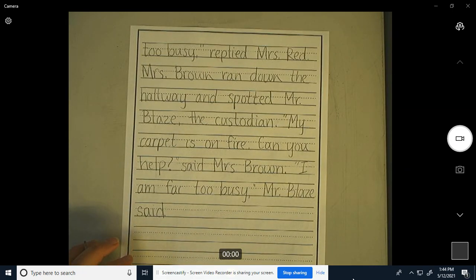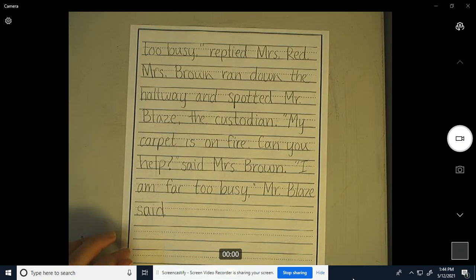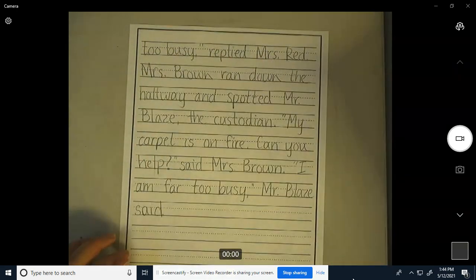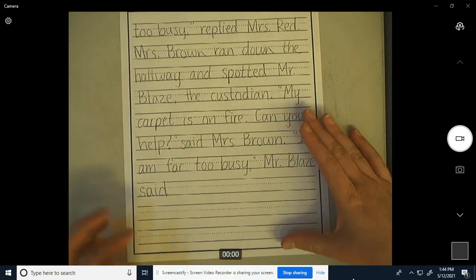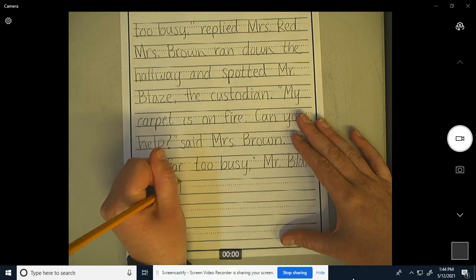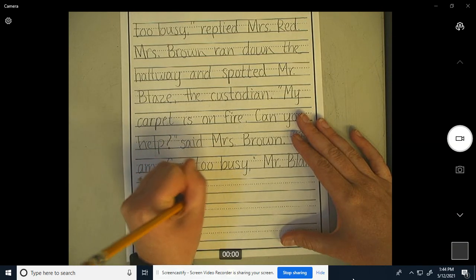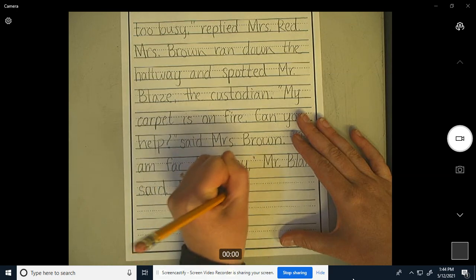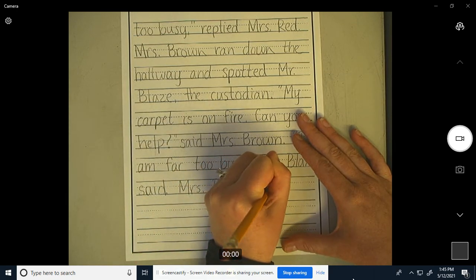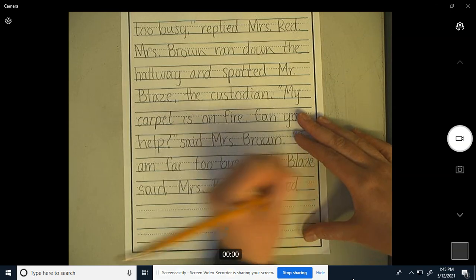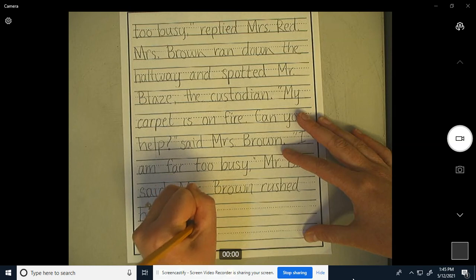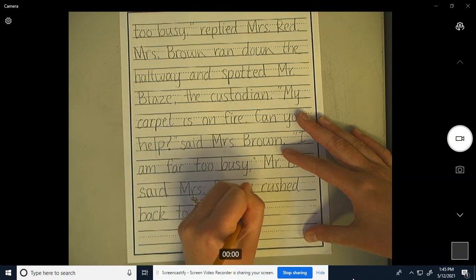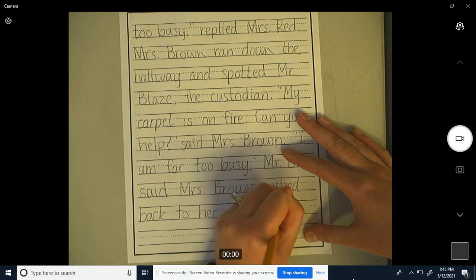So now she's gone to Mr. Flamerson, Mrs. Red, and Mr. Blaze. And no one is helping. So she's going to run back to her classroom, afraid of what she might find. She's going to rush back to her classroom. I like that word, rush. Rushed. Because Mrs. Burnett could have used the word ran. Mrs. Brown ran, Mrs. Brown ran, Mrs. Brown ran, but she used different words to make it more interesting to the reader. Rushed and hurried.